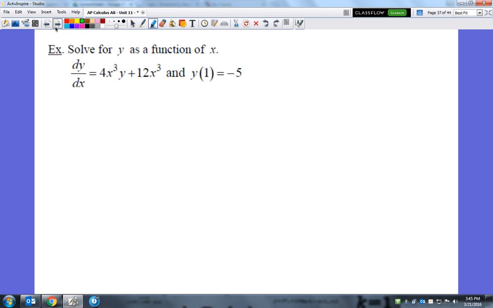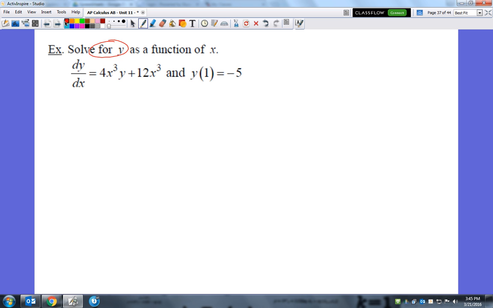Okay, so we are almost done. A couple more problems. Let's solve for y on this differential equation. Just like what we've been doing, we're trying to get y all by itself. We're going to do the separation of variables, and then we're going to plug in our piece.